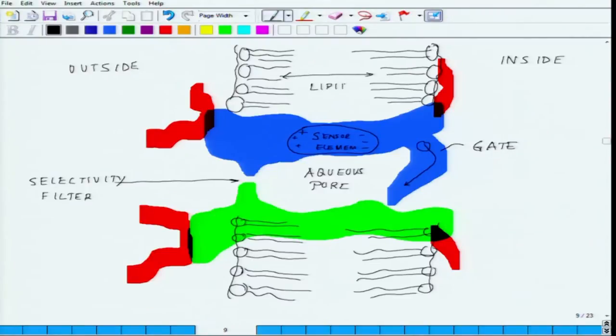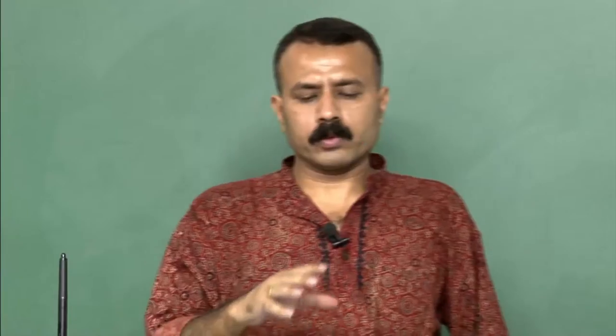And this is the lipid bilayer, and these are the channel proteins. Okay, having introduced you to this structure, this is a generic structure that I just drew for a channel protein or a membrane protein. It could be either voltage sensitive or ligand sensitive.